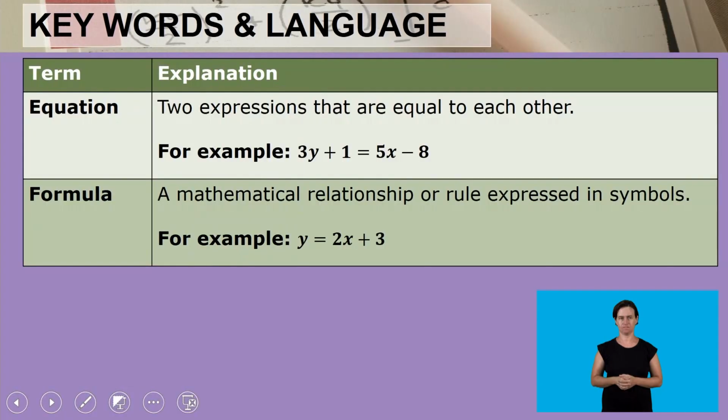Lastly, let's look at the words that we're going to use in this lesson. We have an equation, which is two expressions that are equal to each other. For example, we have an expression of 3y plus 1, and we have another expression of 5x minus 8, and these two expressions are equal to each other, making them an equation. Then we have a formula, which is a mathematical relationship or rule expressed in symbols. An example of this is y is equal to 2x plus 3.